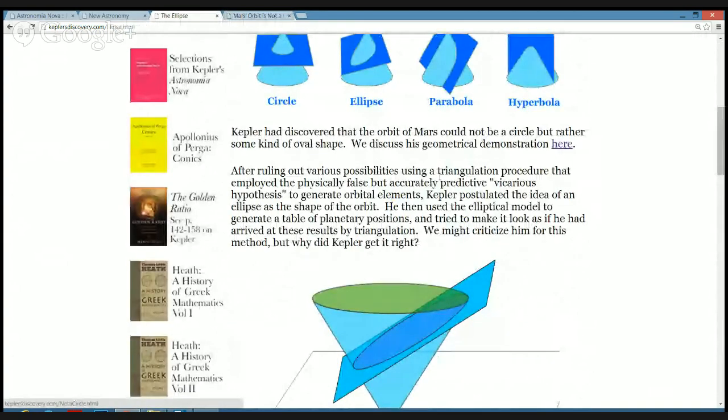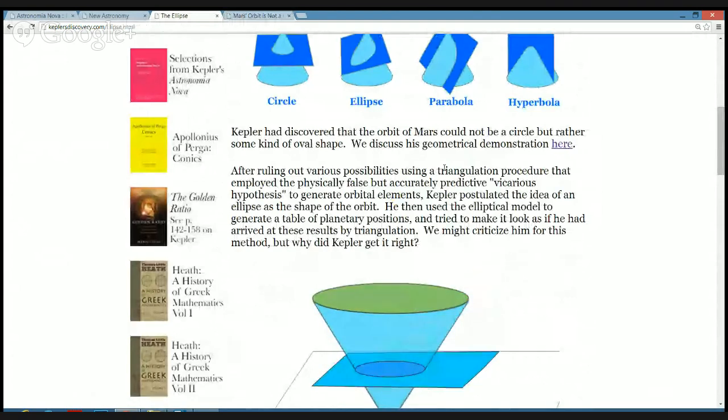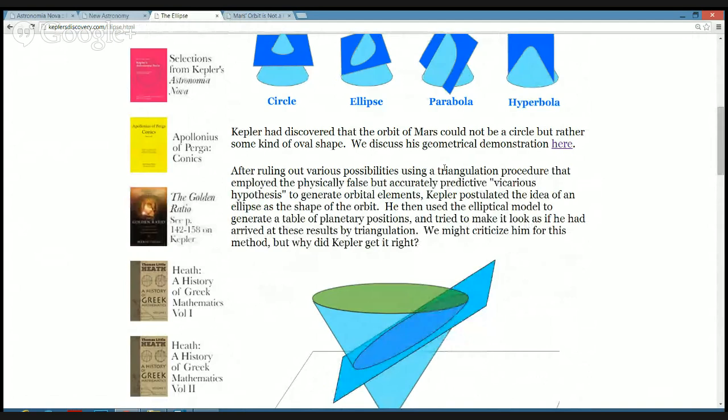Anyway, after ruling out various possibilities using a triangulation procedure that employed the physically false but accurately predictive vicarious hypothesis to generate orbital elements, Kepler postulated the idea of an ellipse as the shape of the orbit. He then used the elliptical model to generate a table of planetary positions and tried to make it look as if he had arrived at these results by triangulation. Oh, it's totally wrong. We might criticize him for this method, but why did Kepler get it right?